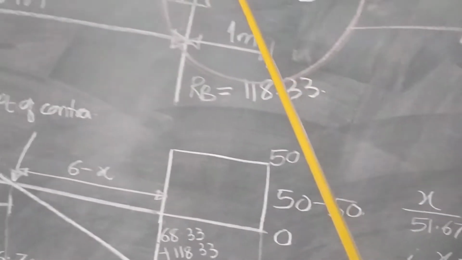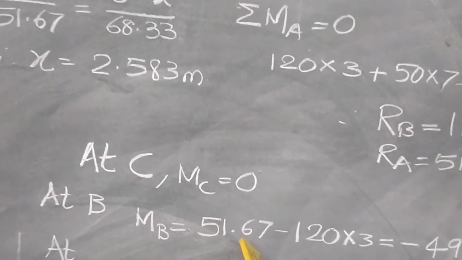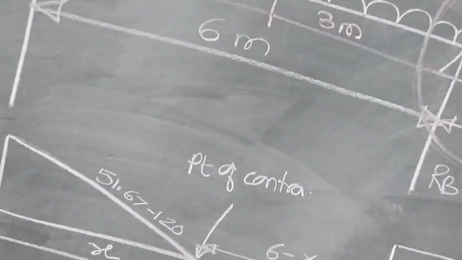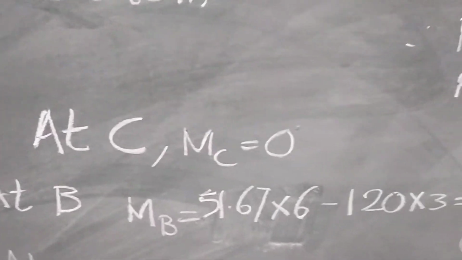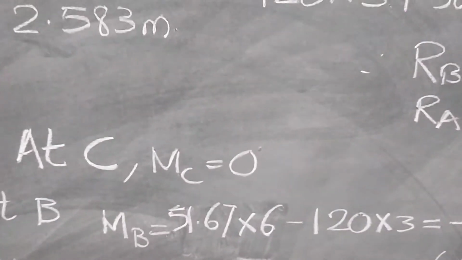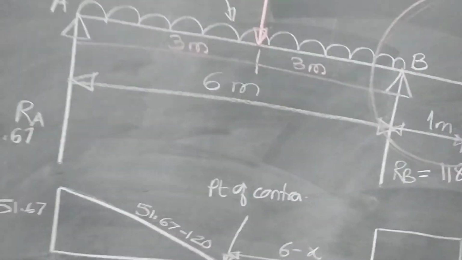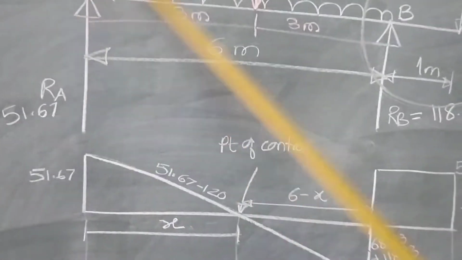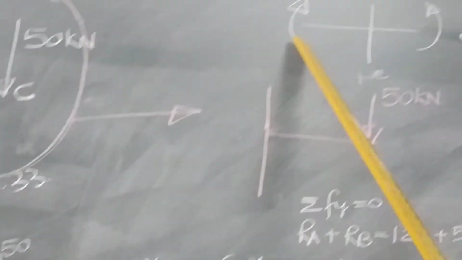Now, at point B, take simple bending moment. 51.67 at point B. Earlier I have not written down into 6. Now, at point B, 51.67 into 6. See, this is point B. We are taking the bending moment of point A about B. It is 51.67 into 6 and it is positive.